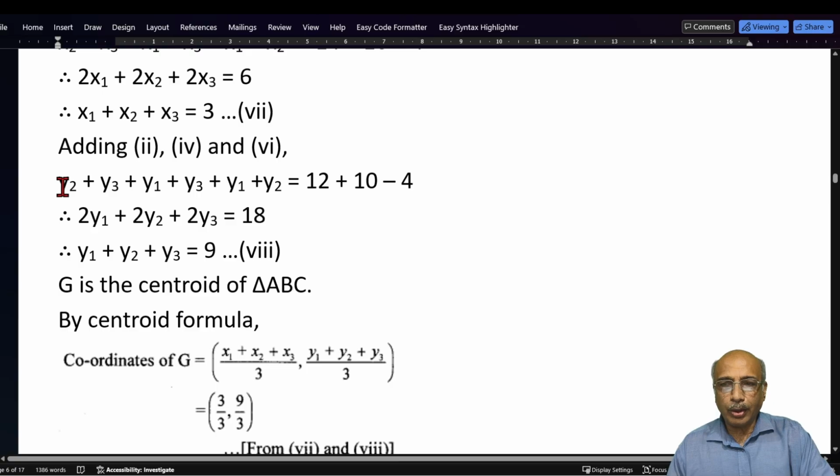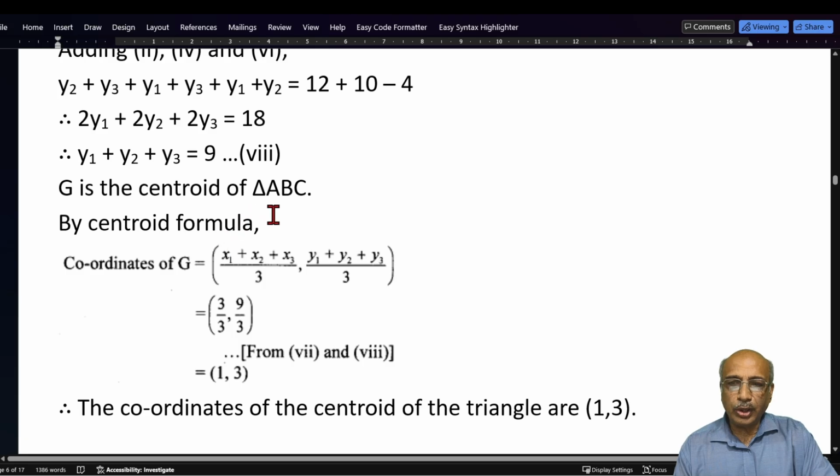Adding the y-coordinate equations, we will similarly get 2y1 + 2y2 + 2y3 = 18. Let this equation of the y variable be 8.